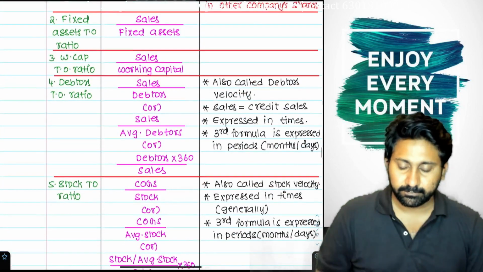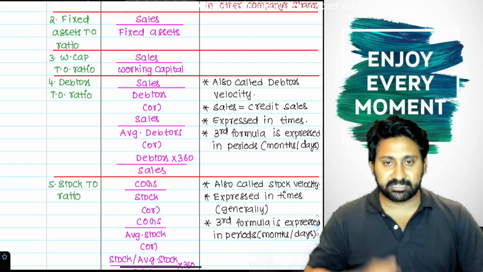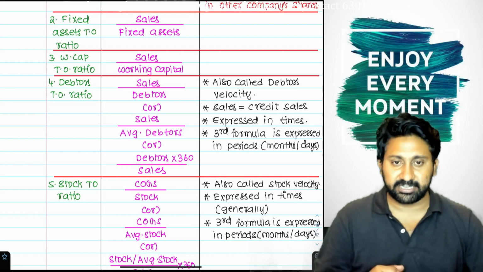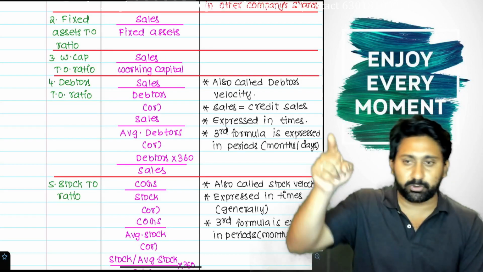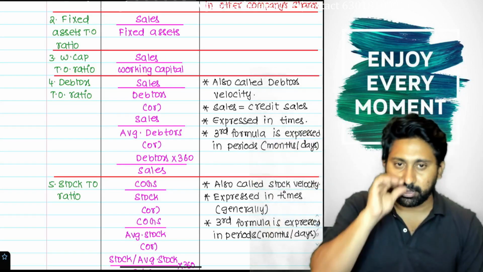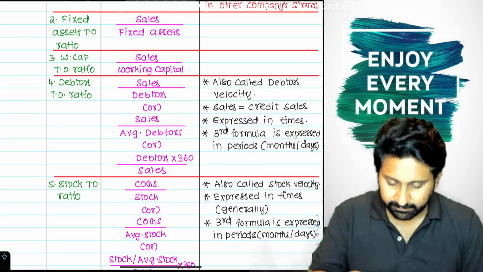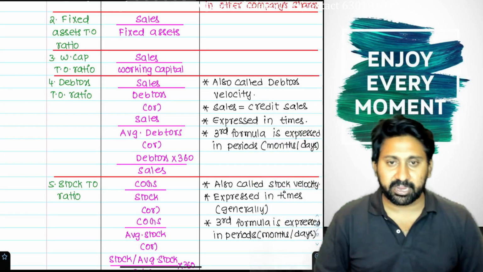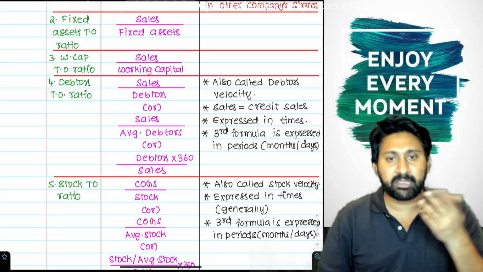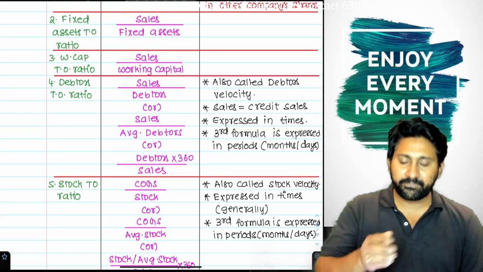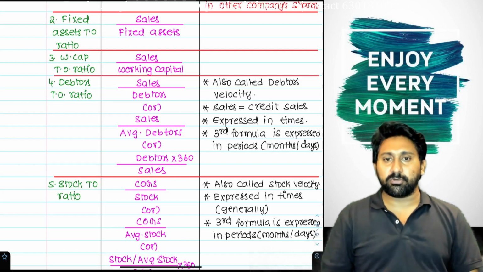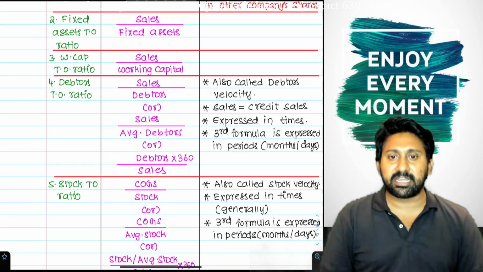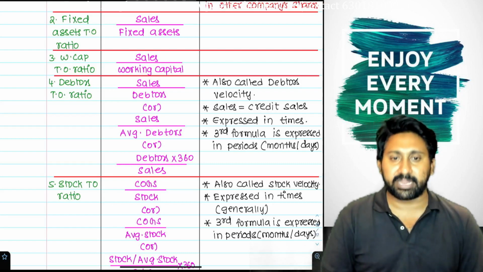Next, fixed assets turnover: sales by fixed assets. It tells whether fixed assets used to manufacture the product are generating sales. Then working capital turnover: instead of sales by fixed assets, sales by working capital. Next one is the debtors turnover ratio: sales by debtors, or sales by average debtors.